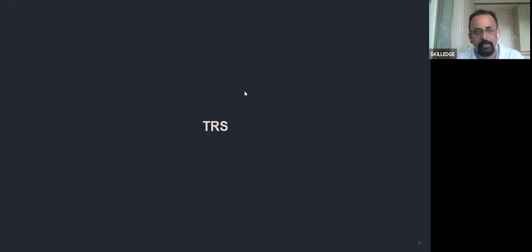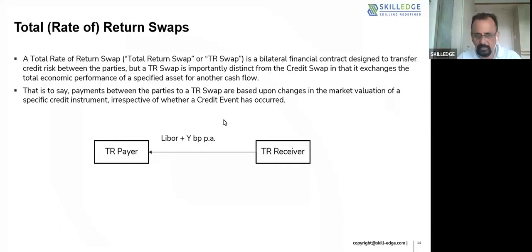Total return swap is also sort of a derivative of a CDS, in which case there are two things. In the CDS, the principal amount is covered mainly, so in case of default only, you get the payment. In case of TRS, you cover two things. TRS is a combination of interest rate swap and credit default swap. In interest rate swap, let's say you have to pay a fixed rate of interest on a bond, and you want to convert it to variable.